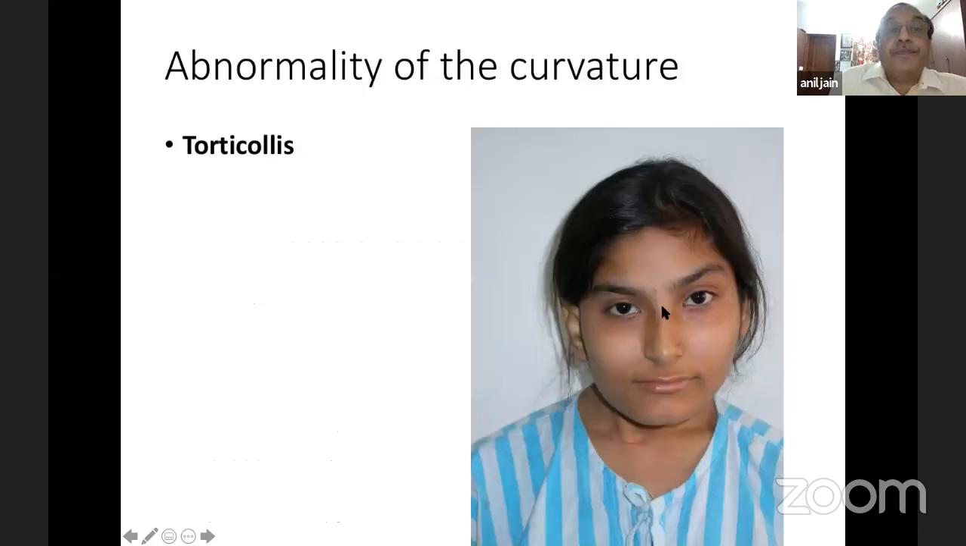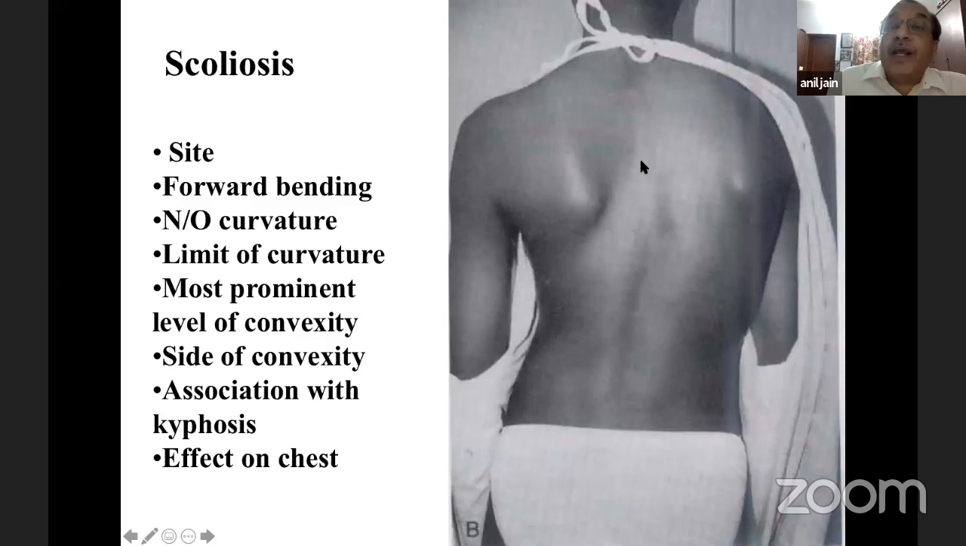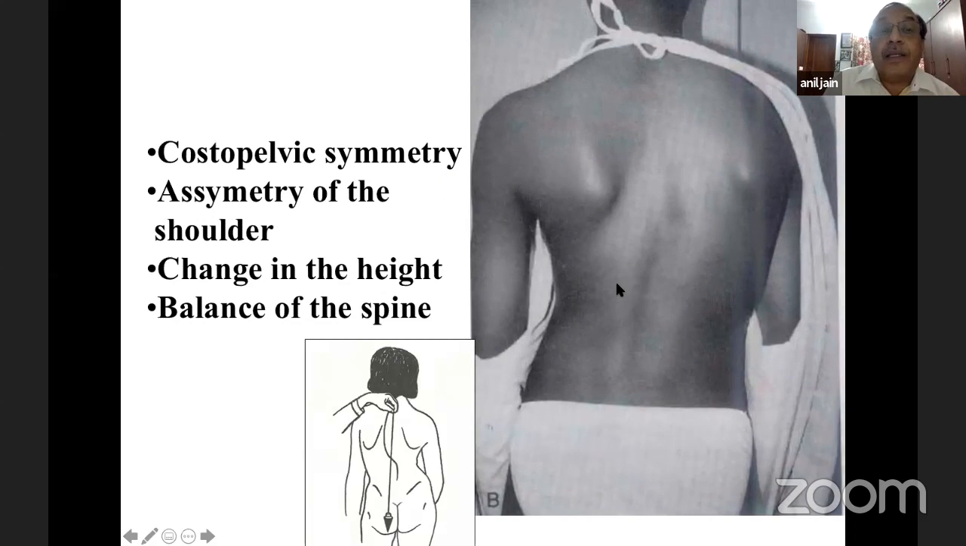From the front, if there is a torticollis, the neck is turned onto one side and tilted. A list is when the whole torso is turned, bent at one point. For a scoliotic deformity, look at the site of the deformity. Look at whether there is one curve or two curves, what is the bigger curve, what are the limits of the curve, and whether it is associated with kyphosis or not. Also look for any repercussion on the chest, any chest deformity, and any costopelvic asymmetry.